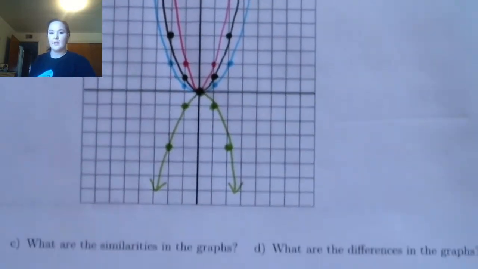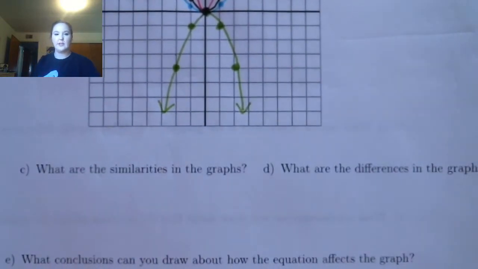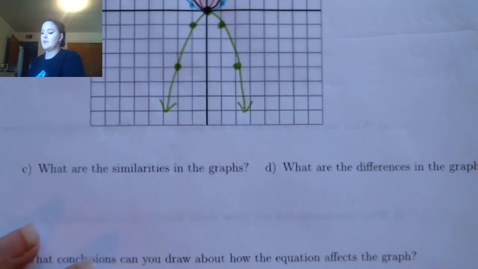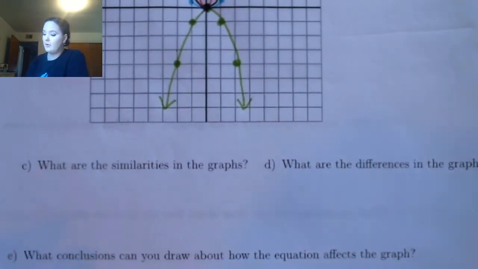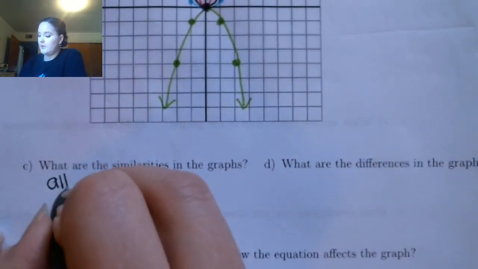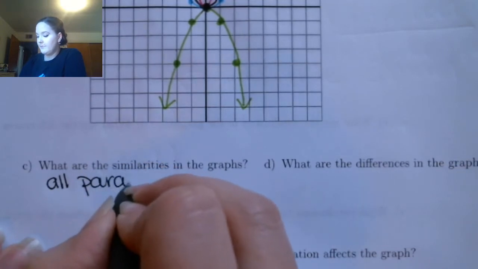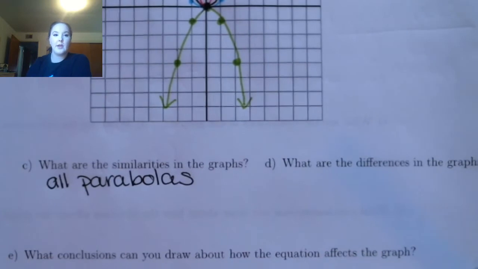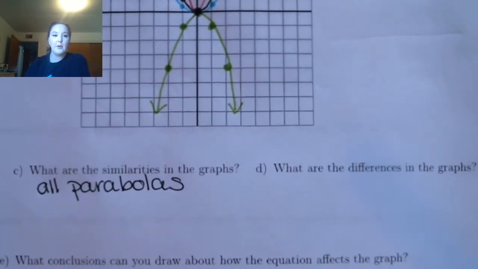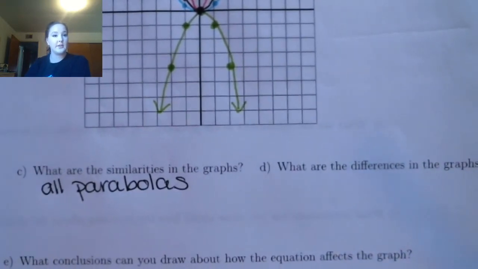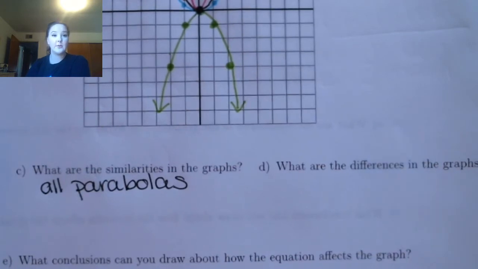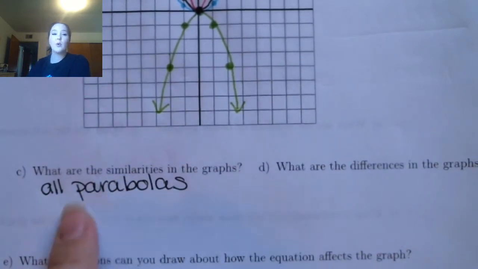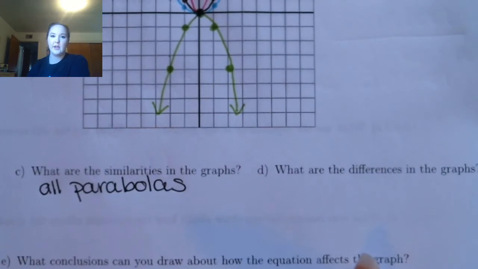All right, so let's answer these questions. It says, what are the similarities in the graphs? One thing that I would say is they're all the same shape. They're all parabolas. And this is important, right? These all have the same base shape because they're all x squared types of graphs.